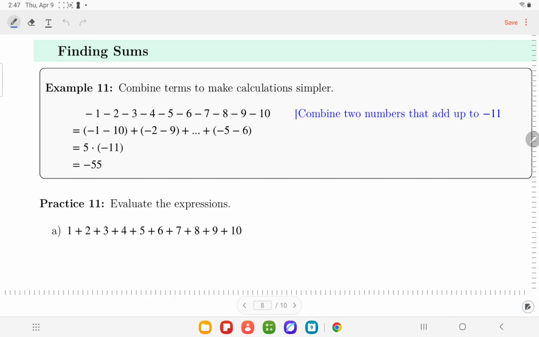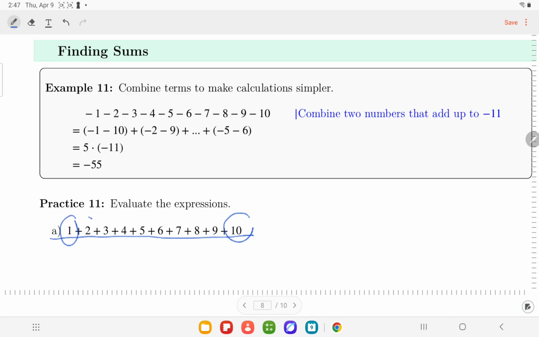So now we're going to take a look at a way to make calculations easier by combining terms. So here, as you can see, we have a string of numbers being added from 1 to 10, and every single term is increasing by 1. So 1 plus 2 plus 3, so on and so forth. So the way we would look at this is that if we take the very first number, which is 1, and the very last number, which is 10, and if we added them together, we would get 11, right?